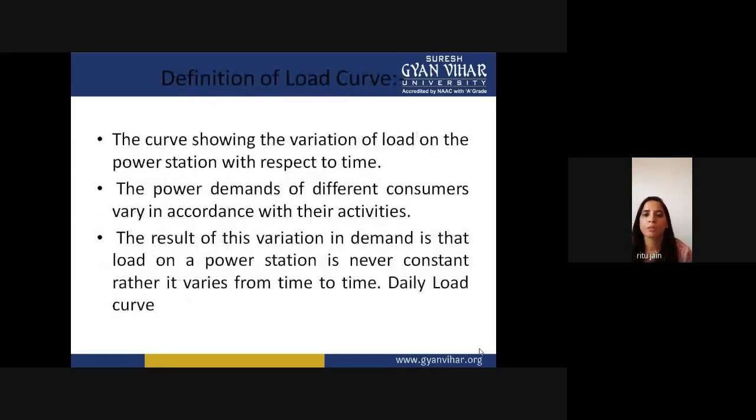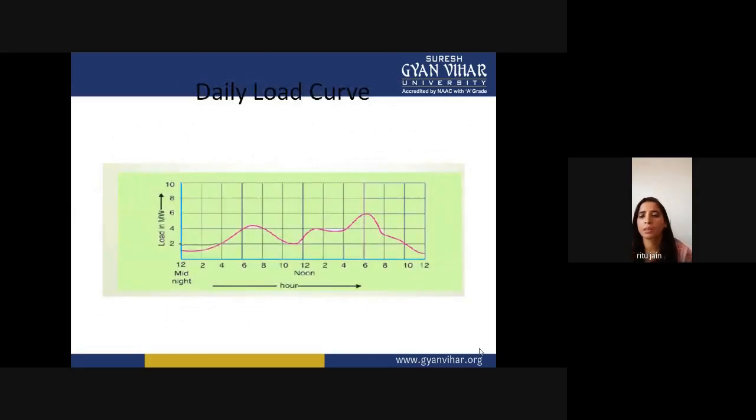So the definition of the load curve: the curve showing the variation of load on the power station with respect to time is called your load curve. The power demands of different consumers vary in accordance with their activities day to day. The result of this variation in demand is that the load on a power station is never constant; rather, it varies from time to time. So the daily load curve can be represented by this graph.